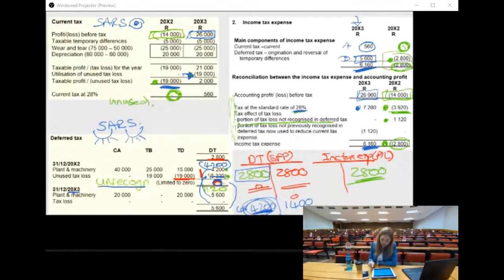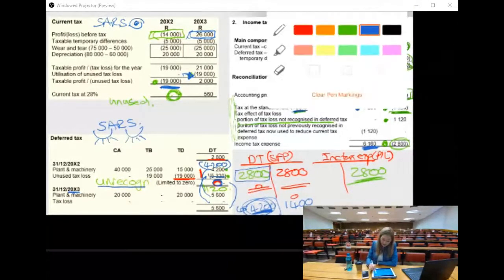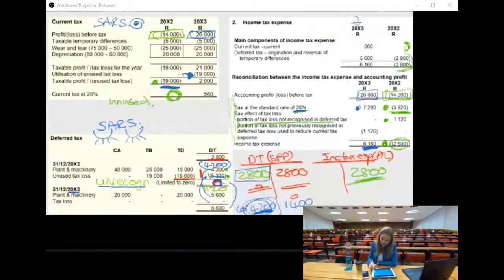Okay, so if we now look at, let's try and erase something again. Yes, now it works. Thank you. Screwing in the tip worked.